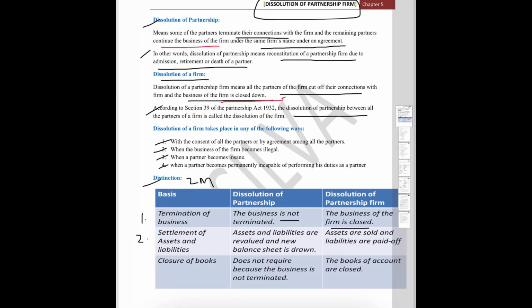Second point, settlement of assets and liabilities. So while doing admission, retirement, we have learned that we prepare revaluation account and we also prepare a new balance sheet, whereas in case of dissolution of partnership firm, the assets are sold and the liabilities are paid off. I'll explain to you further what exactly is selling of assets and payment of liabilities. Third point, closure of books. So in admission, retirement, whatever that we do, we are not closing the books. We are just preparing the financial statement, that is the new balance sheet. Whereas in case of dissolution of partnership firm, the books of accounts are completely closed.